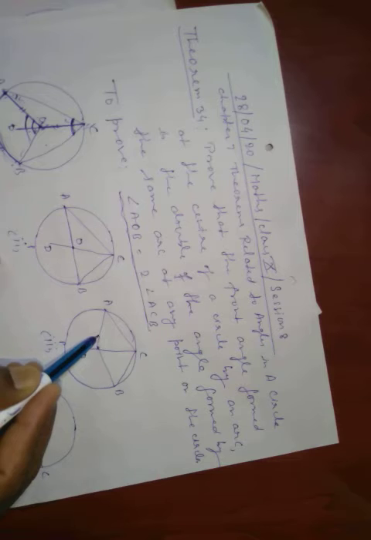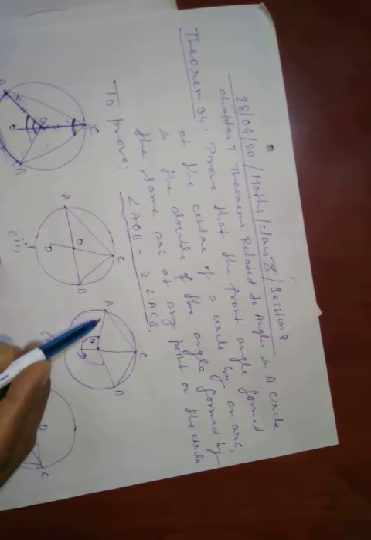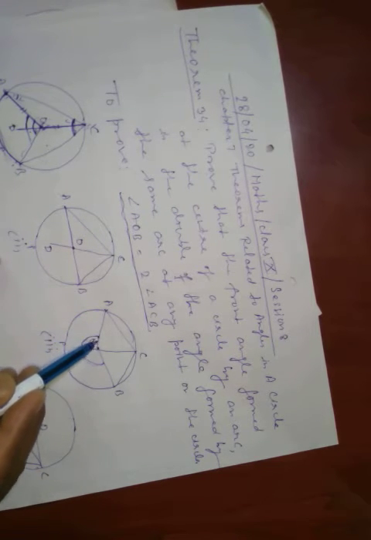So this is the answer in this case. And for figure 3, what is it here? For figure 3, you can say that this angle is subtended by the major segment. So this angle is called the reflex angle. So here we will write reflex angle AOB.